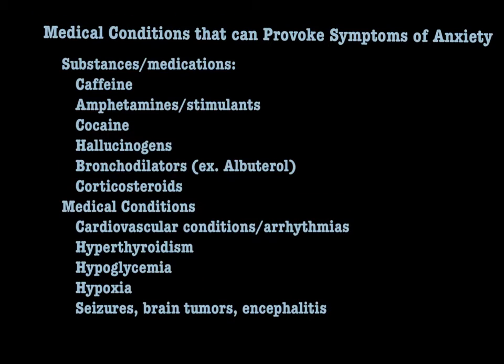Now, just to make you aware, there are lots of things that can look like anxiety that are really caused by medical conditions or substances that a person is using. Number one on this list, I would put caffeine. So when somebody comes to you and they've got symptoms of anxiety, you might want to ask them, what's your typical caffeine use? And be aware that caffeine is in many products. Maybe they're drinking green tea because they think that it's good for their health. Green tea has caffeine, coffee, cola drinks.